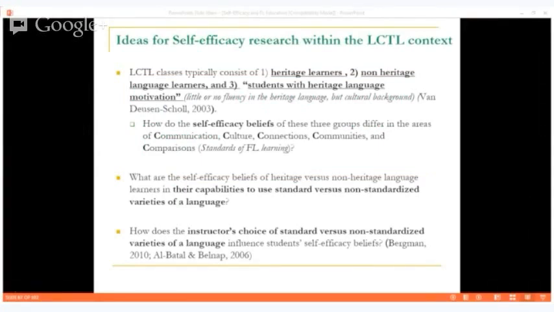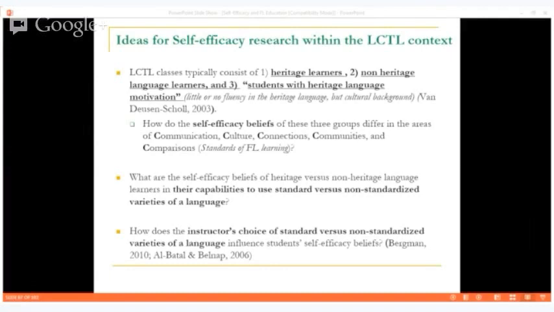And these were some of the questions that I had associated with it. So, less commonly taught language classes typically consist of, according to Bandura and Scholl, heritage learners, non-heritage language learners, and students with heritage language motivation, meaning they have little or no fluency in the heritage language but cultural background. So, a question could be, how do the self-efficacy beliefs of these three groups differ in the areas of communication, culture, connections, communities, and comparisons? Maybe that's a question that could be interesting.